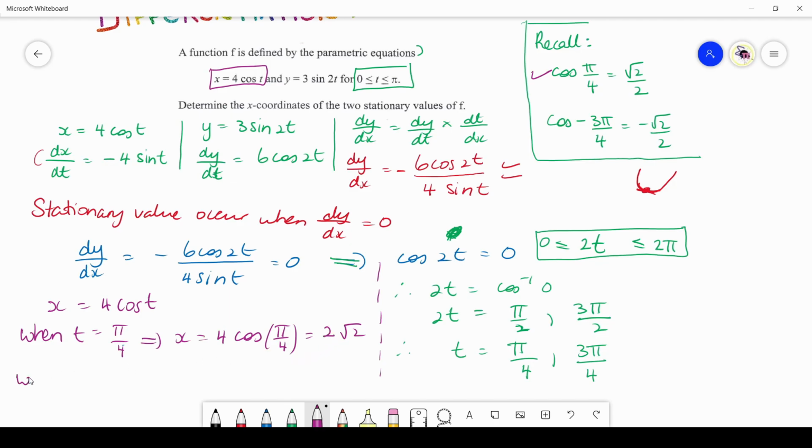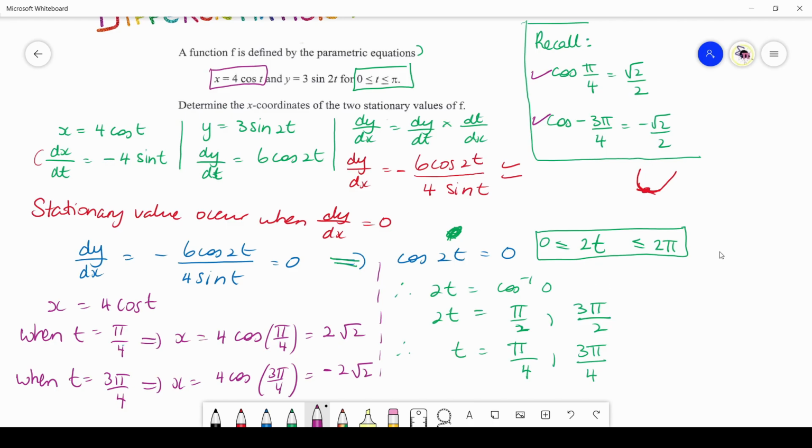And also, when t has a value of 3 pi on 4, that's just x is equal to 4 cos of 3 pi on 4. All right? And cos of 3 pi on 4 is minus root 2 on 2. So that will just simply give us minus 2 root 2. All right? I just clean it up one time. So those are your x coordinates of the two stationary values of your function. And that's your final answer. So I hope you guys were able to understand the process.